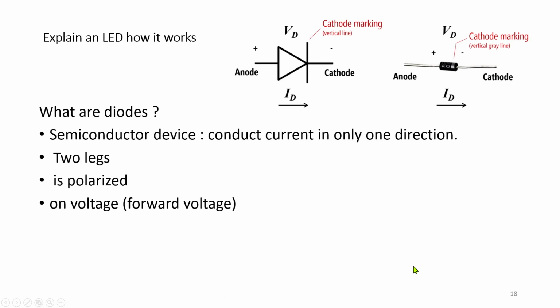So, what are diodes? A diode is a semiconductor device. It conducts current in only one direction. It has two legs and it's polarized. This means that it does have the plus pole and the minus pole, and it allows current to flow in the circuit.